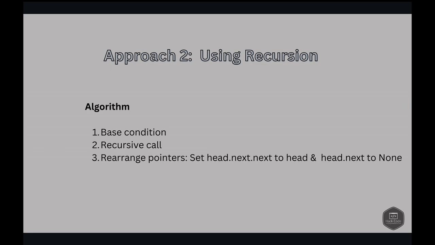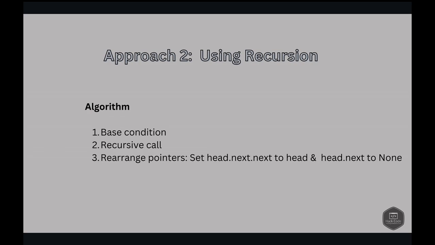So approach 2 is using recursion. The recursive method breaks the list down, reverses it step by step and stitches it back together. So the algorithm starts like this. We start with the base condition: if head is none or head.next is none, then we return the head. And the next is the recursive call. Assume that the rest of the list is already reversed here.